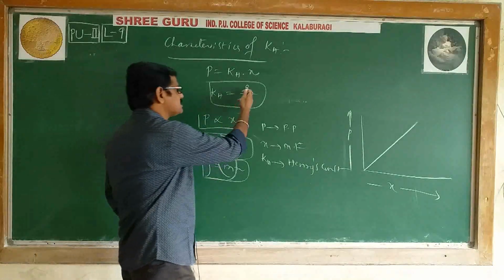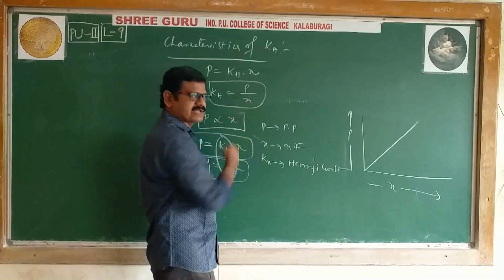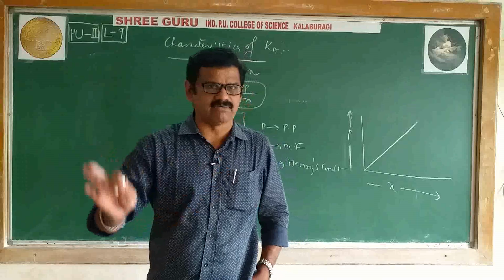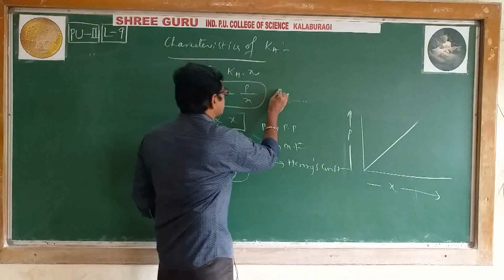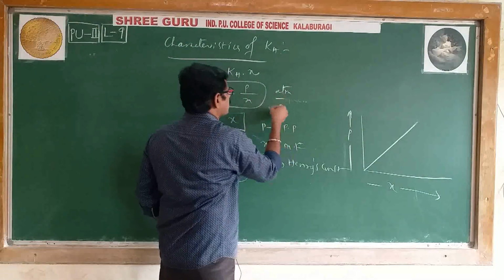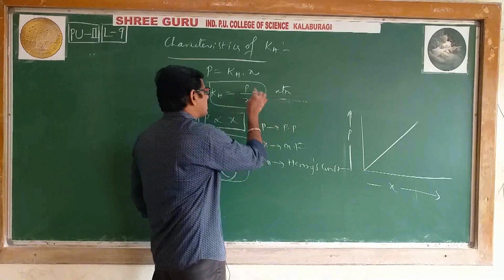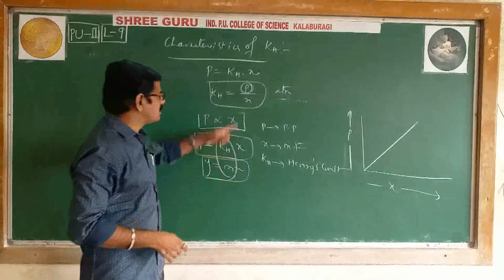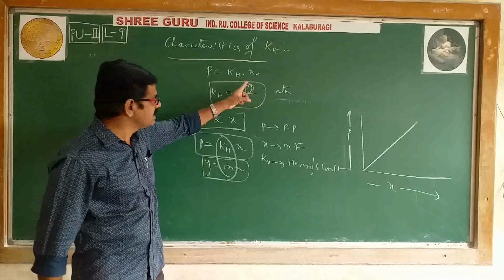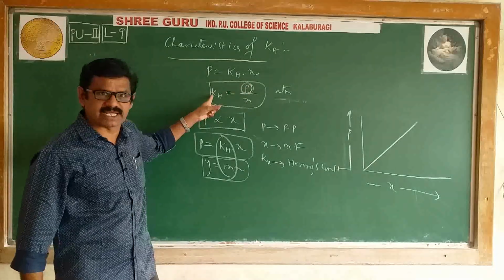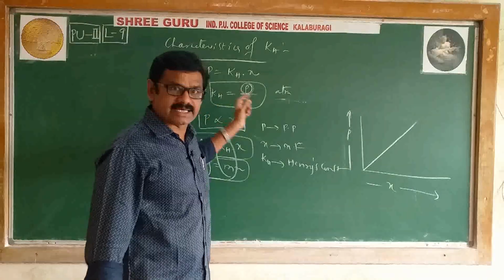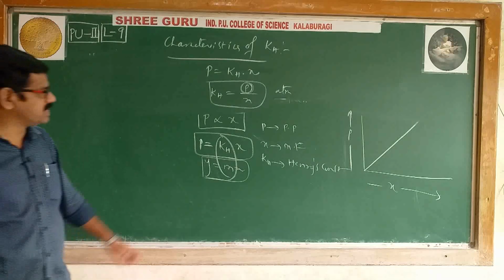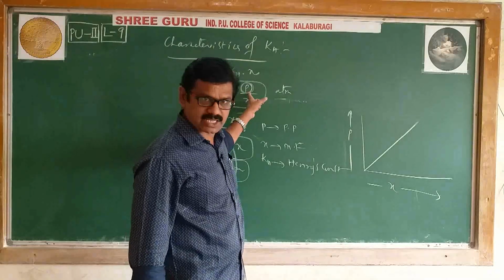P is the pressure, X is the mole fraction. Already known to you, mole fraction, being a ratio, does not have any units. Pressure has units, say atmosphere. Then whatever units we get for pressure, the same units are obtained for KH also. KH units and pressure units are both the same.